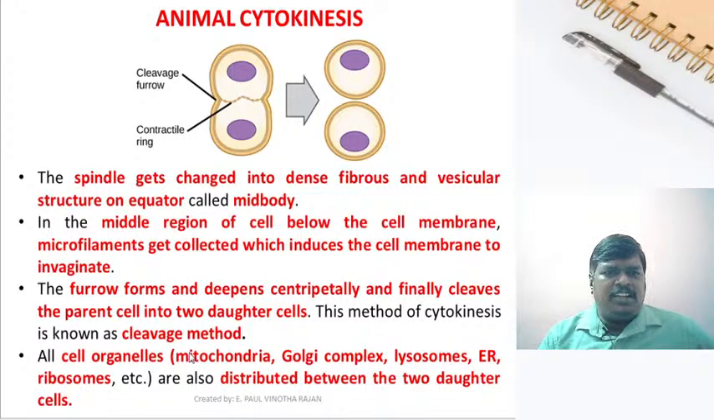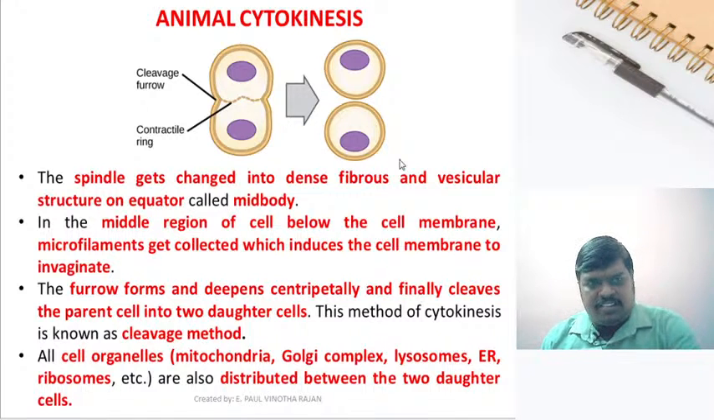So this method is also called the furrow method, where once this process is completed, two daughter cells are formed. During this process, the cell organelles like mitochondria, ribosomes, Golgi body, and endoplasmic reticulum are completely formed and distributed equally to the two daughter cells. This is called animal cytokinesis.